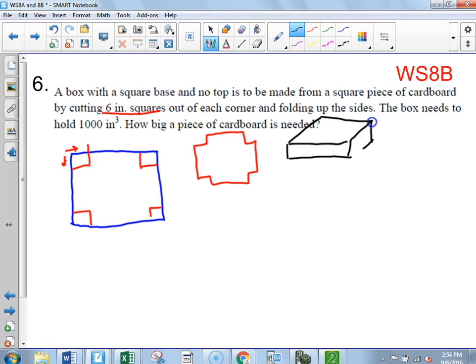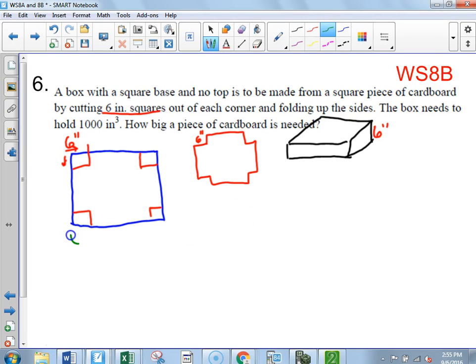And can you tell me any of the dimensions of this box right now? Something is 6. What is 6? The height of the box. Is everybody okay with that? Because when I folded it up, this was 6 inches here, 6 inches here, so the height became 6 inches. The problem is I don't know anything else, okay? Except I know the volume of the box has to be 1,000.